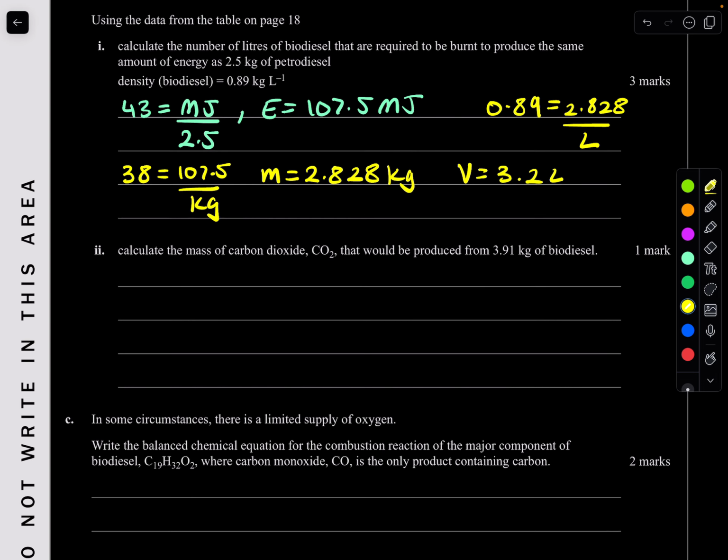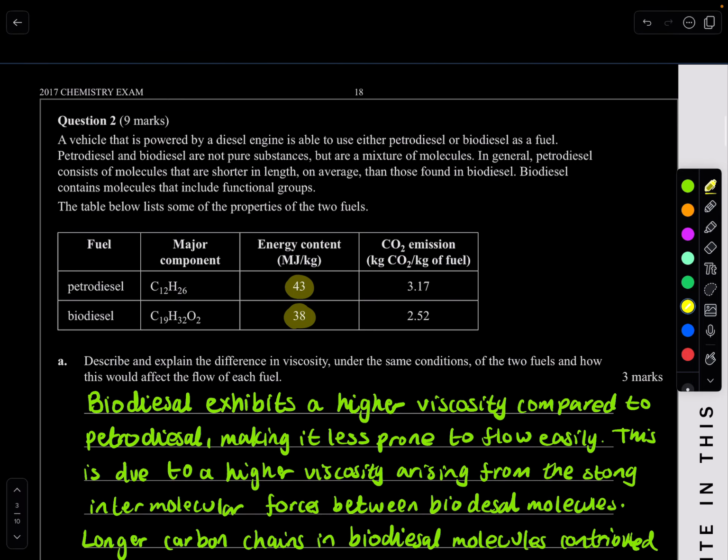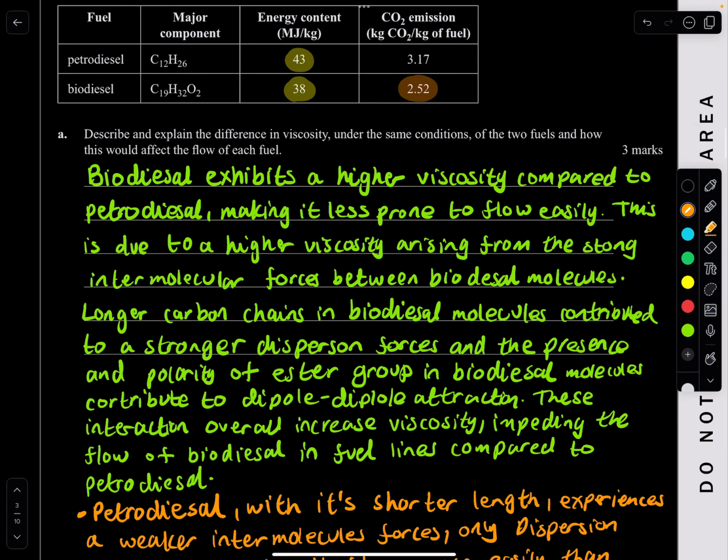Calculate the mass of carbon dioxide, CO2, that would be produced from 3.19 kilograms of biodiesel. So we want to know the mass of carbon dioxide. Let's have a look at it here. We know the amount of CO2 produced from each kilogram of fuel burnt is this, 2.52.